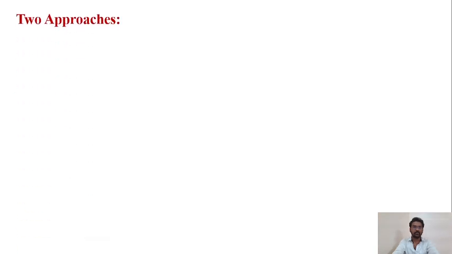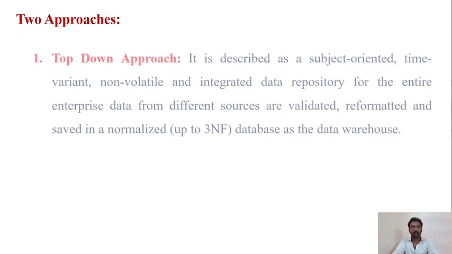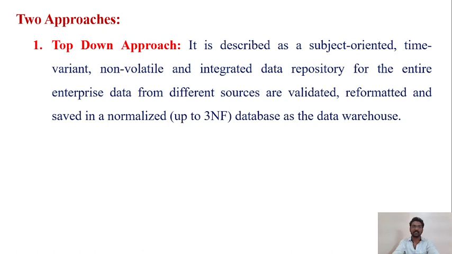So next we will be going to approaches. The approaches available in data warehouse design: we have two approaches. One is the top-down approach. It is described as a subject-oriented, time-variant, non-volatile and integrated repository for the entire enterprise data from different sources, which is validated, reformatted and saved in a normalized database as the data warehouse. It can occupy up to third normal form. So this is called the top-down approach.